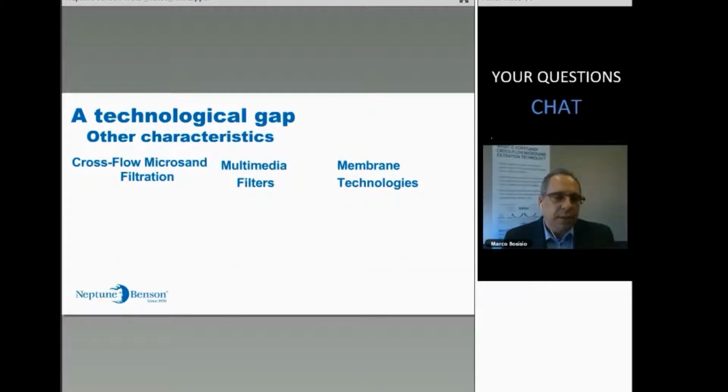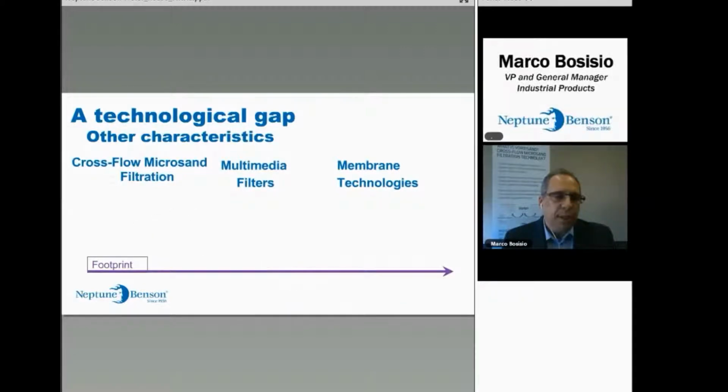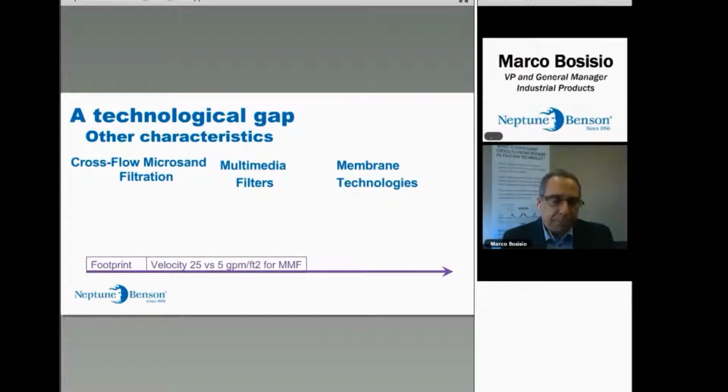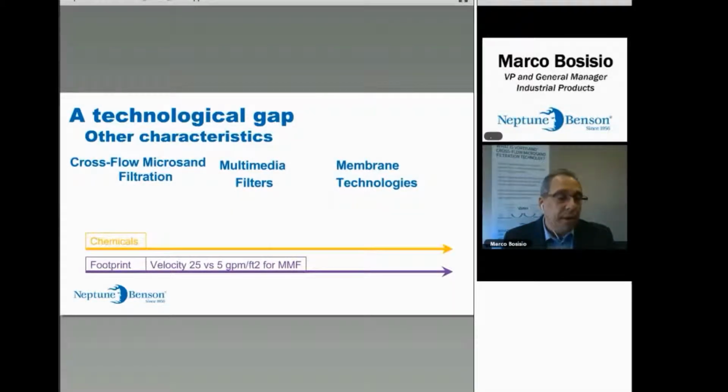When it comes to other characteristics, when it comes to footprint, the cross-flow is very fast. The cross-flow microsand, the velocity of the water through the filter, is at 20 to 25 GPM per square foot compared to a 5 typically on a multimedia filter that's trying to get the best water quality. It is typically designed at 5 or 7 GPM per square foot. So the footprint is very small, so very competitive also on the infrastructure that is needed.